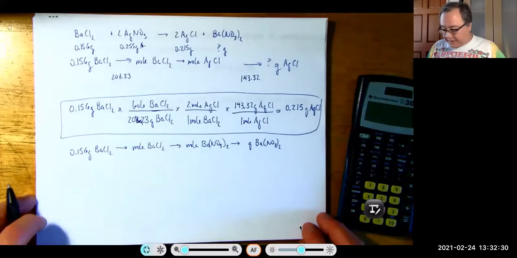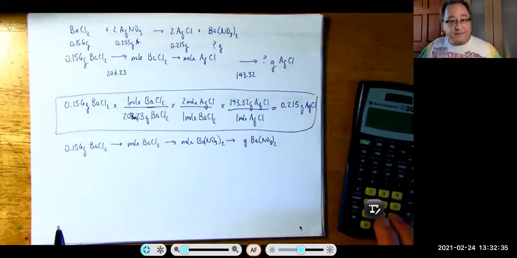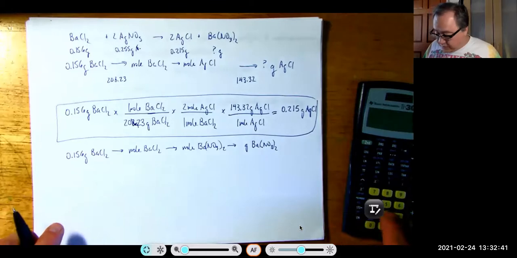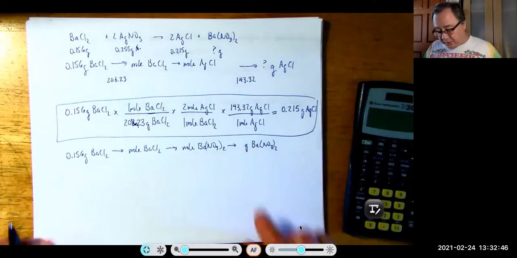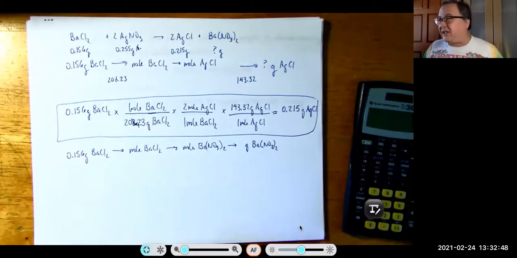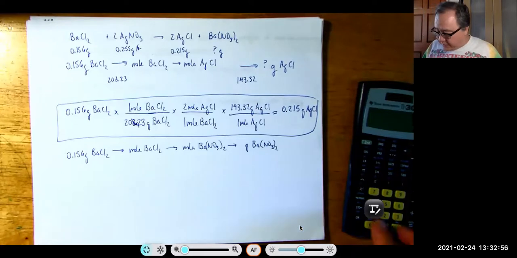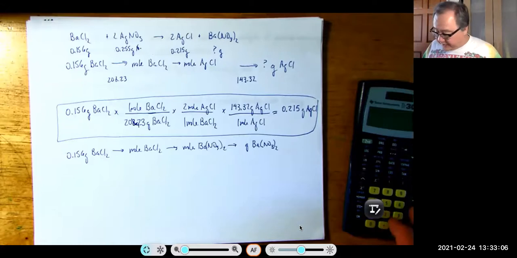So the molar mass of barium nitrate is 137.33 plus 2 nitrogens, which is 28.02, plus 6 oxygens, which would be, let's see, 3 of them is 48, so 6 is 96. So I didn't do that right. 137.33 plus 28.02 and then plus 96.